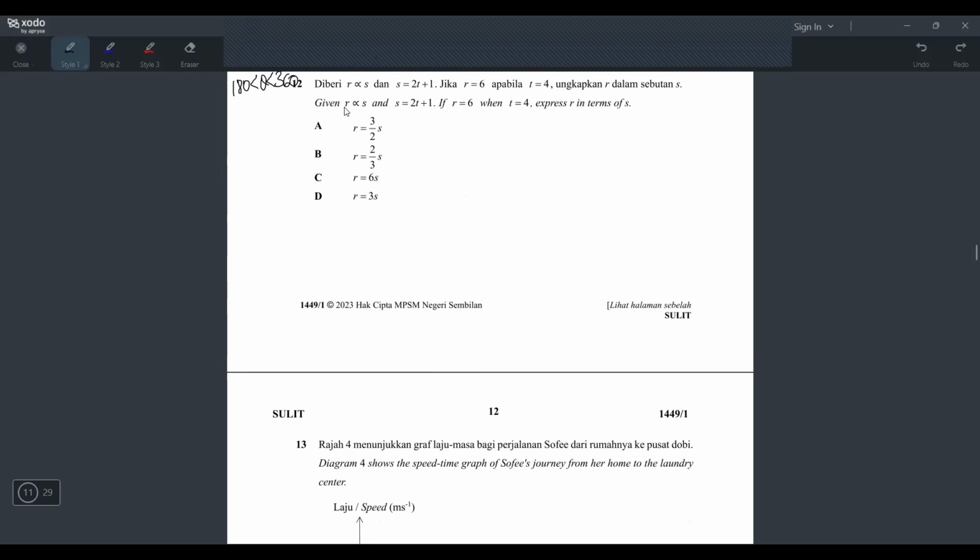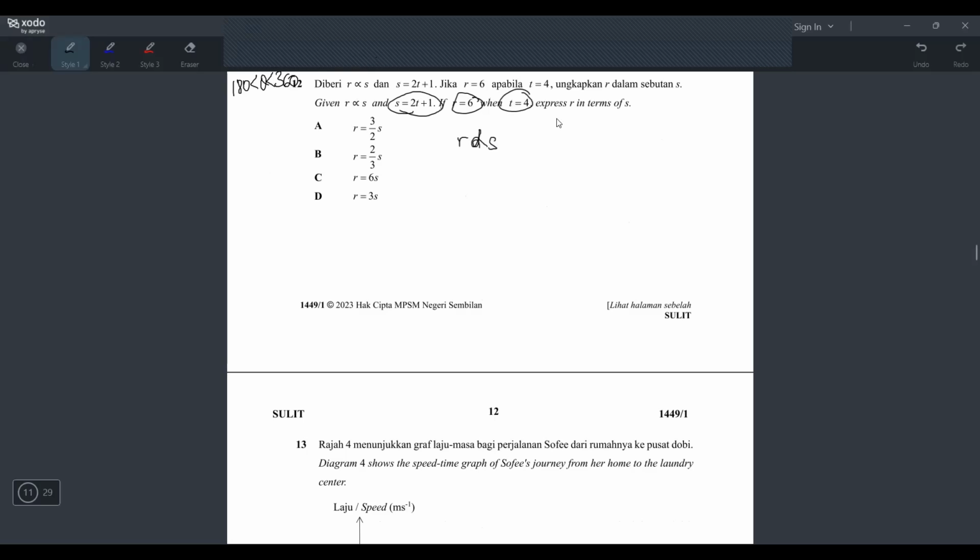Okay, number 12. Given, I think this is variation. So this one, if they say R, S, they both are on top, it means this varies directly. Varies directly. Ubahan langsung. Okay. And then they say S equals 2t plus 1. If R equals 6, T equals 4, express R in terms of S.